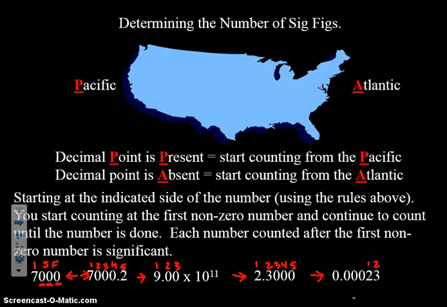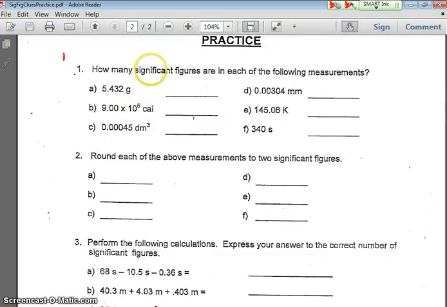Okay, that's the easiest method I've ever seen of anyone counting the number of sig figs. Hopefully it works for you. Remember, you just need to look if the decimal point is present or absent, start counting from the direction indicated, and count every number from there on out after the first non-zero number. Okay. Let's go ahead and give this a try and do a couple of little practice problems.